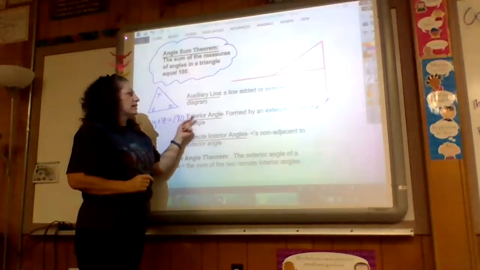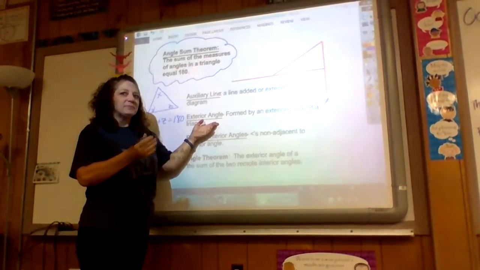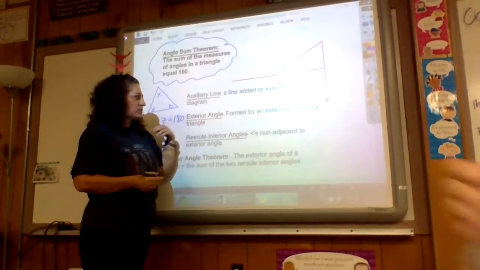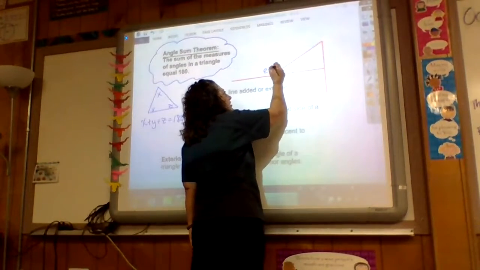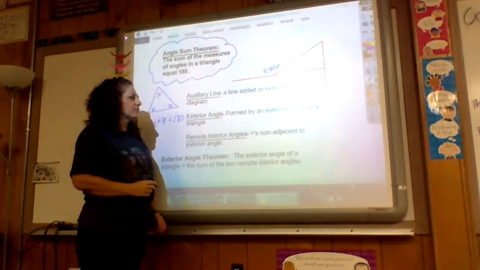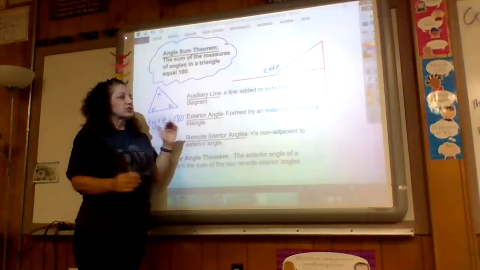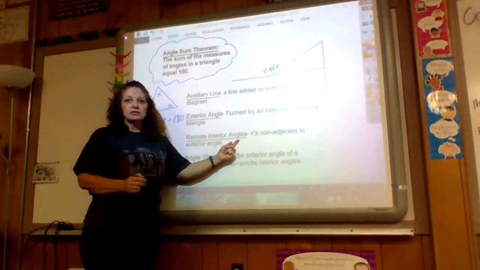That auxiliary line helped form an exterior angle. Exterior being where? On the outside. On the outside of our triangle. So I want you to label this as one of the exterior angles. This is your other, but that's your exterior. From the exterior angle, whichever one that you're looking at, there are always going to be two remote interior angles.